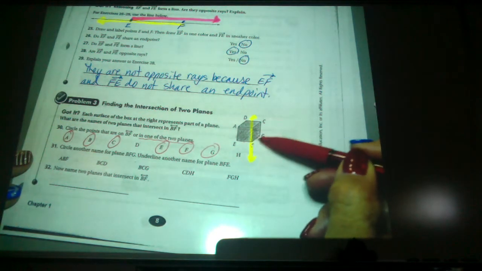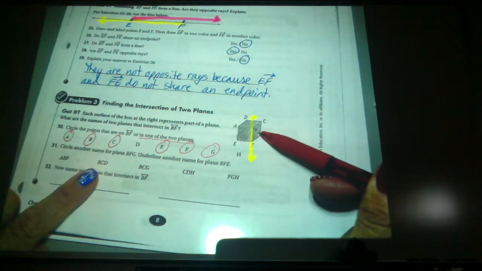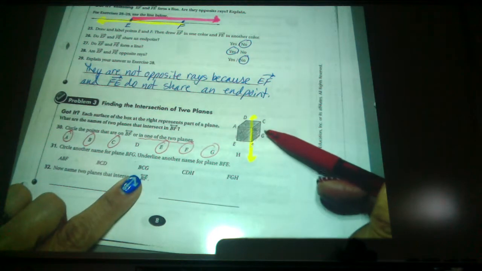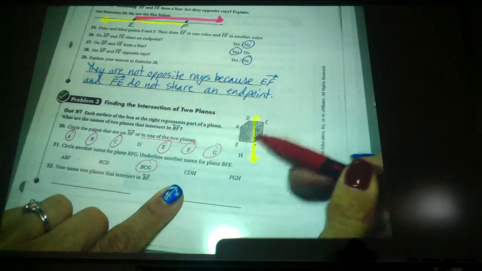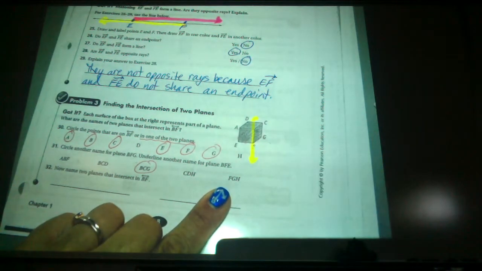Then 31, circle another name for plane BFG. So here's B, here's F, and here's G. They define this side here. What point is missing that we didn't use? C. So any one of these contains C. So would ABF be acceptable? A is not in that plane. Would BCD? D is not in that plane. How about BCG? BCG, that's acceptable, right? All three are in that plane. How about CDH? D and H aren't even in there, right? How about FGH? No, H again, right?